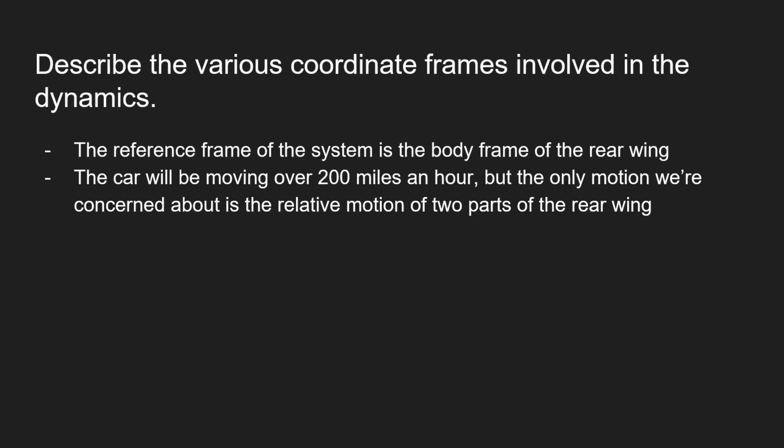When the DRS is open, F1 cars can achieve speeds of over 220 miles an hour. But we don't really care about that when we're just dealing with the DRS, so the reference frame for the DRS is just the reference frame of the body of the F1 car.